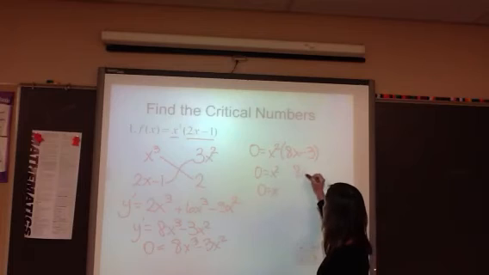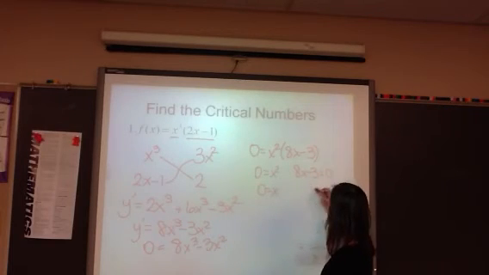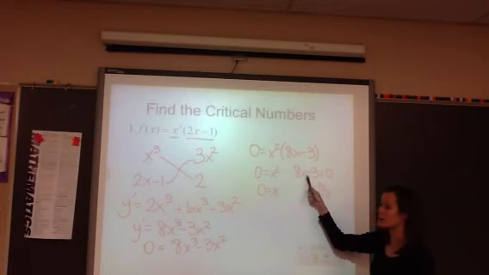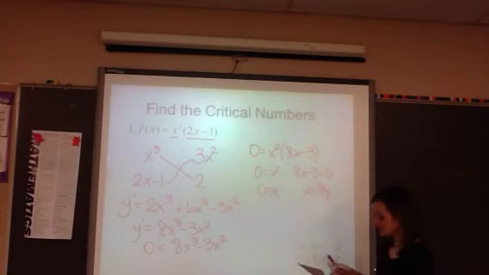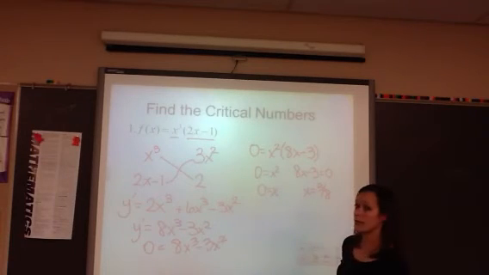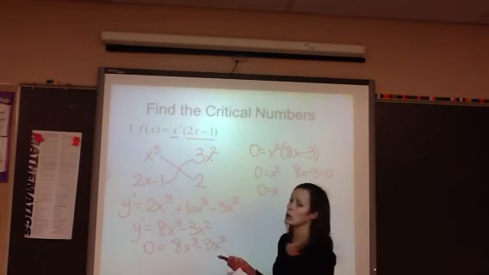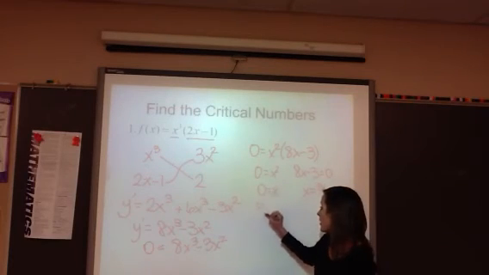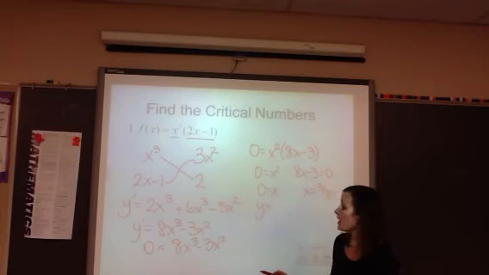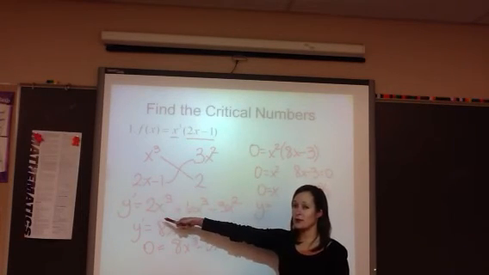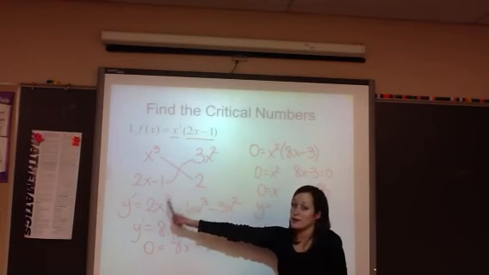Here we got 8x minus 3 equals 0. So x equals 3/8. And I would get that by solving for x. Add 3, divided by 8. So when x is 0 and x is 3/8, you have either a high or a low in your graph. So what I would do from there is I want to find the y value. If you plug x into the derivative, you're going to get 0 because the derivative gives you slope.